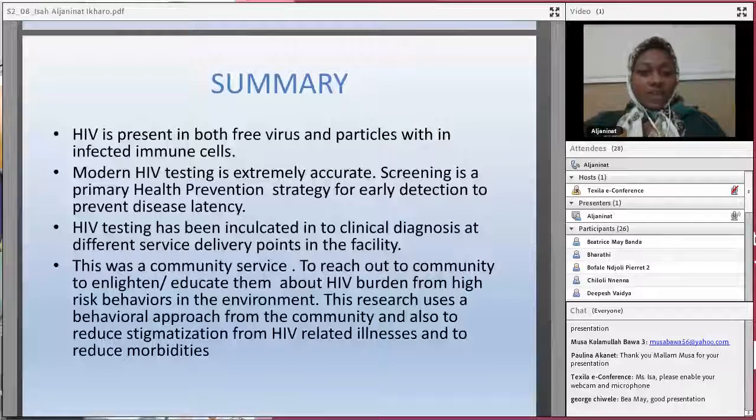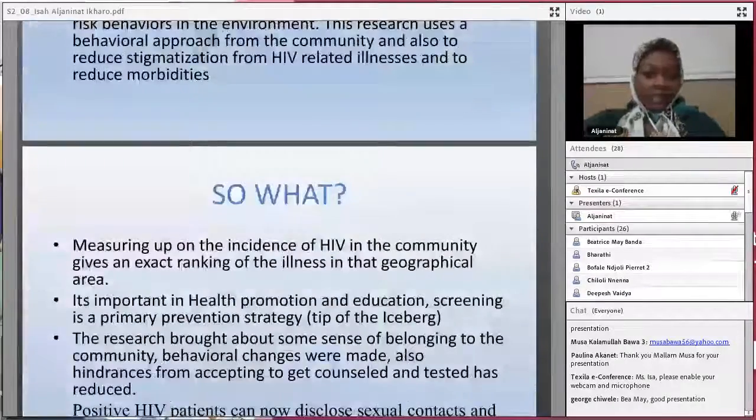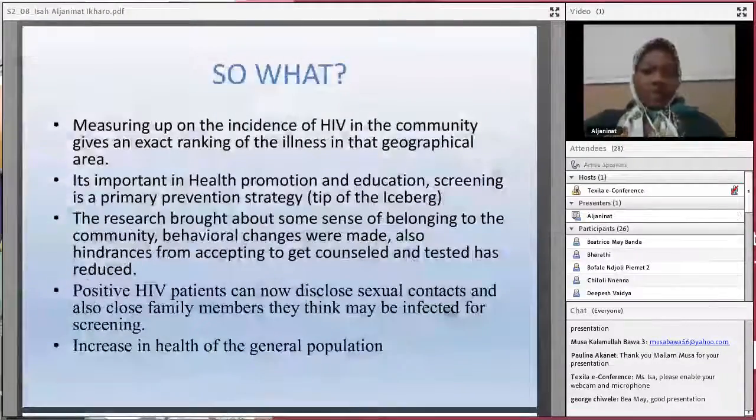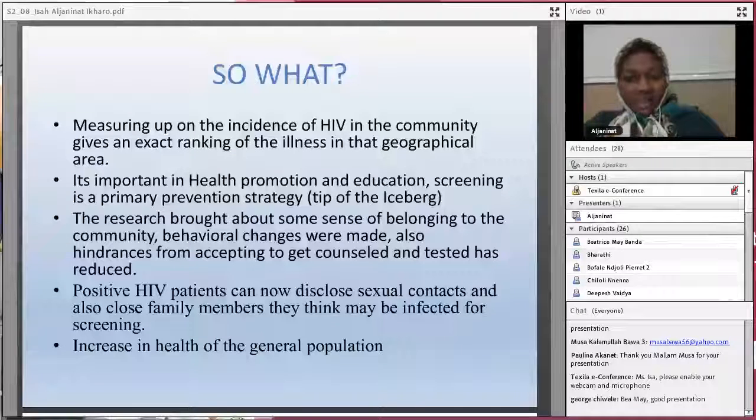This research uses a behavioral approach from the community and also aims to reduce stigmatization from HIV-infected or related illnesses, to reduce morbidity. So what's next? Measuring the incidence of HIV infection in the community gives an exact ranking of the illness in that geographical area, that's within the Karu local government, and it is important in health promotion, education, and screening. It's a primary prevention strategy.